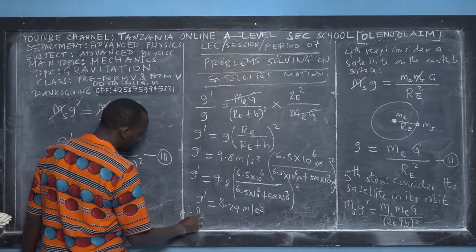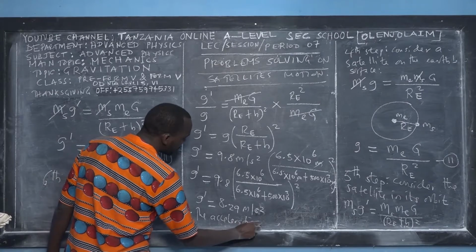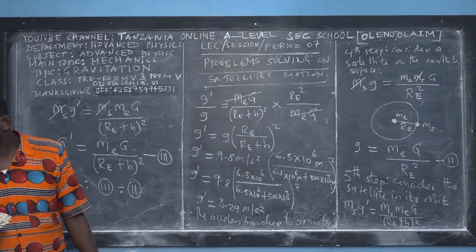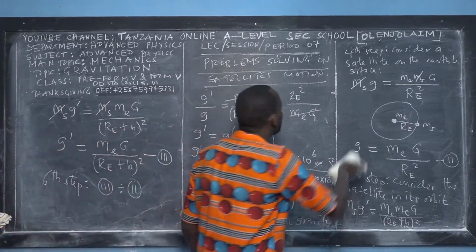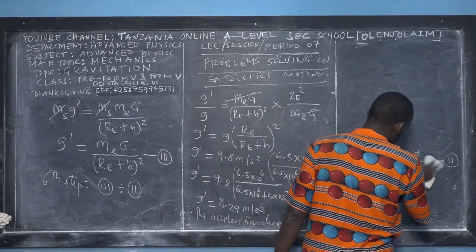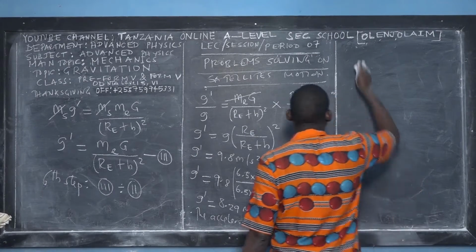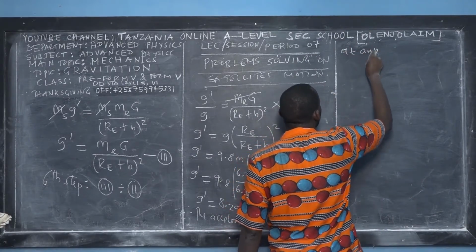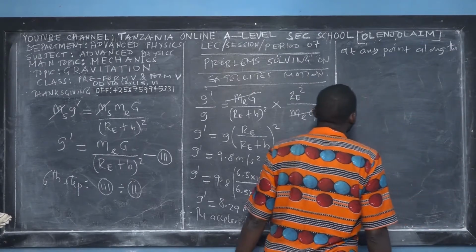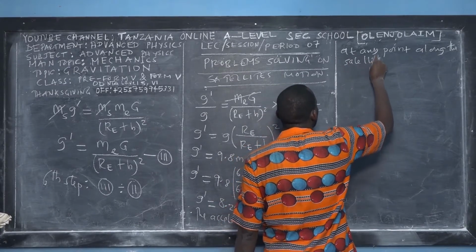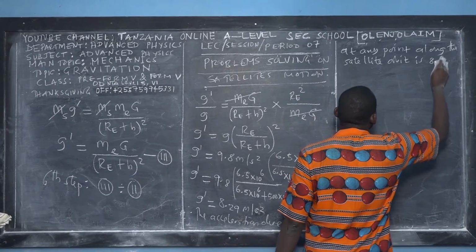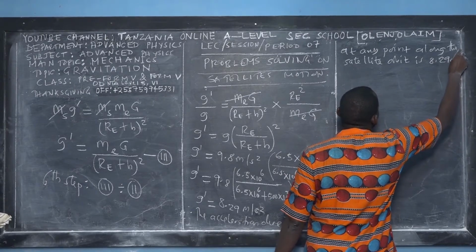So you say that therefore the acceleration due to gravity on there at any point along the satellite orbit is 8.29 meter per second square.